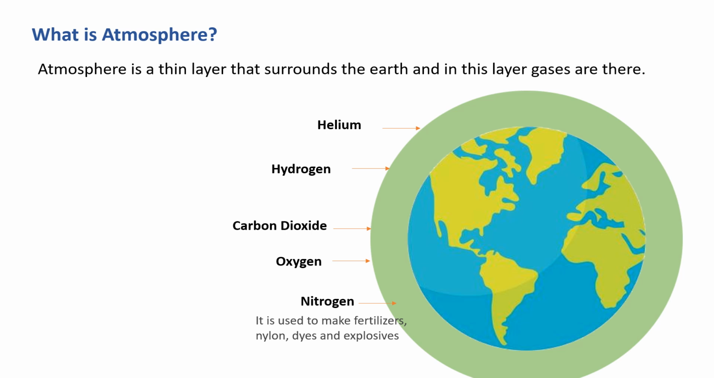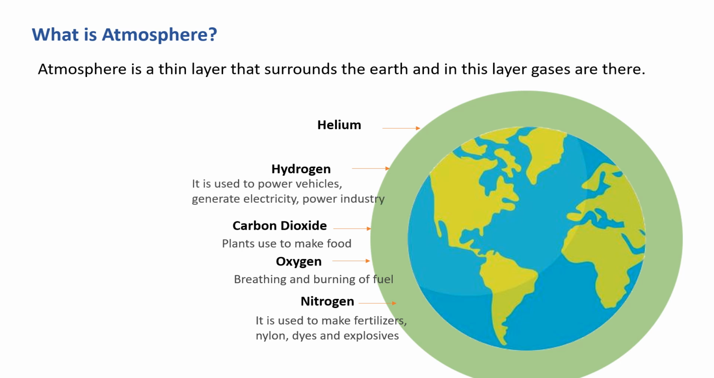And oxygen, all of you know, without oxygen we cannot survive. Oxygen is used for breathing and burning of fuels. Carbon dioxide is mainly used by plants to make their food, and this process is called, yes, photosynthesis. Hydrogen is used to power vehicles, generate electricity, and power industry. Helium is used in balloons.